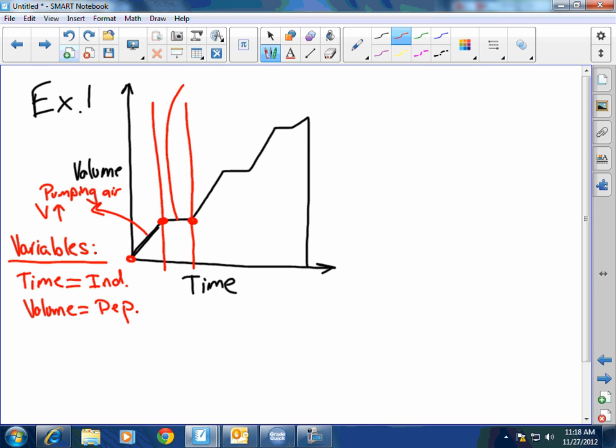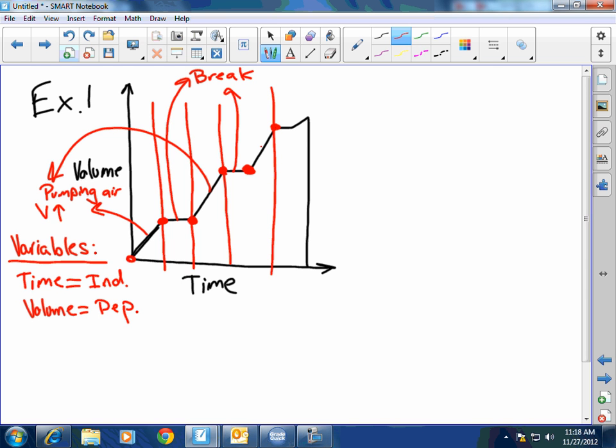Now, from here to here, is the volume increasing? So what's happening here? Yeah, you're taking a break. Okay? Time is passing, though, isn't it? Whether you're pumping air or you're taking a break. Now what happens from here to here? Exactly. You're pumping more air. Volume's increasing. What's happening from here to here? That's right. Break again.